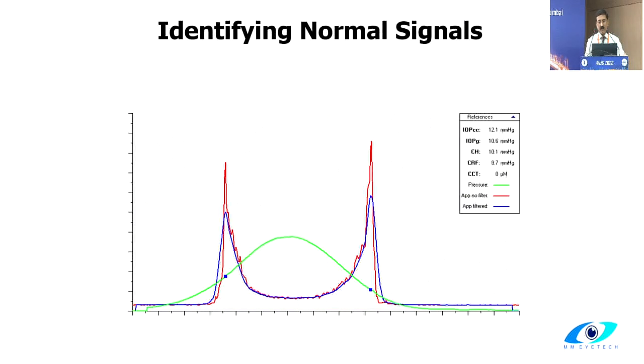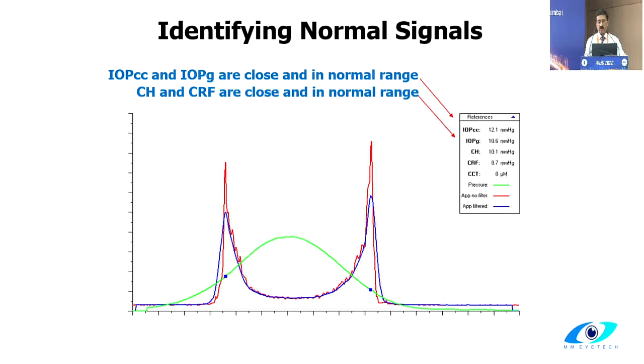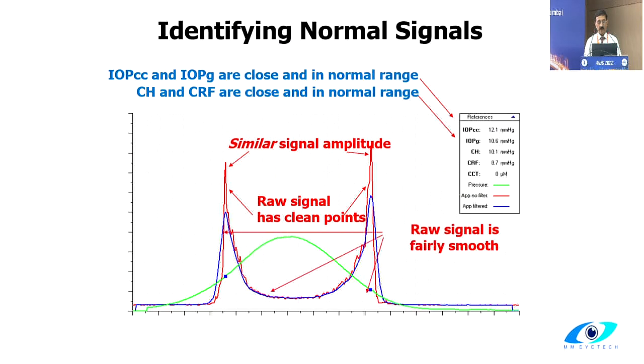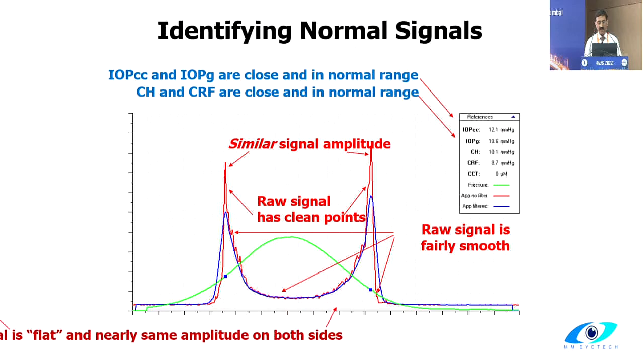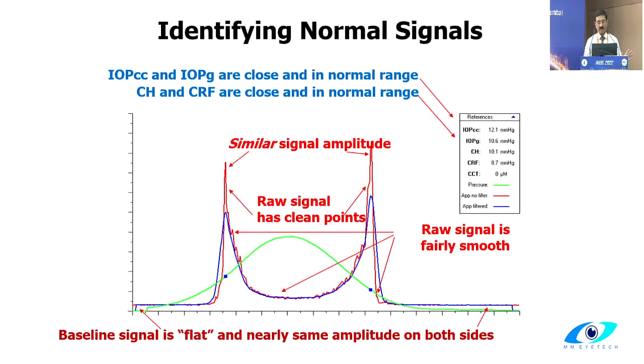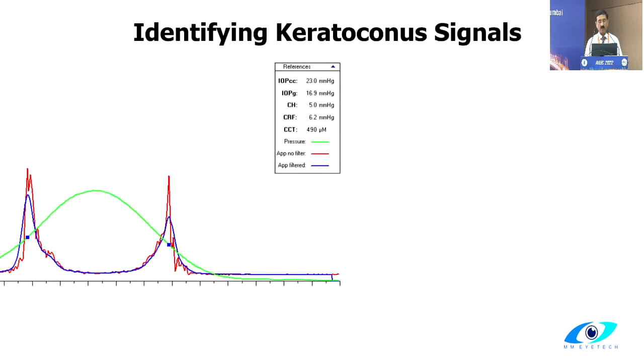So in a normal patient, this is the ORA, of course, you will find that you have these two peaks which are very similar. You have the two pressures which are very similar. There is a good match between the signal quality and the signal amplitude as well. And the raw signal is fairly smooth. The baseline signal is flat and nearly the same amplitude on both sides.